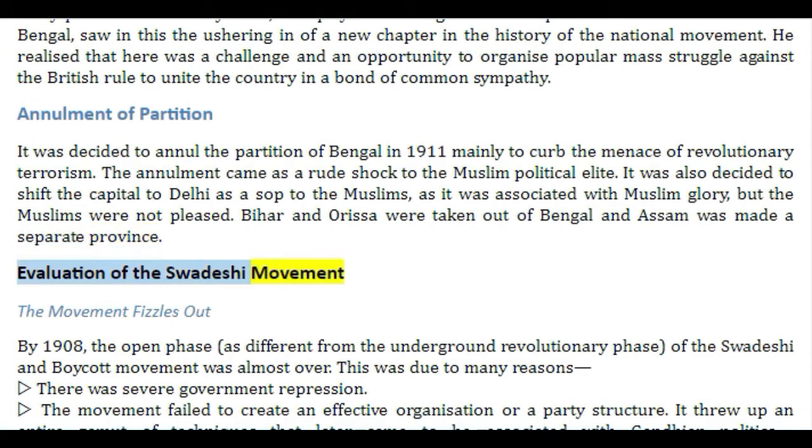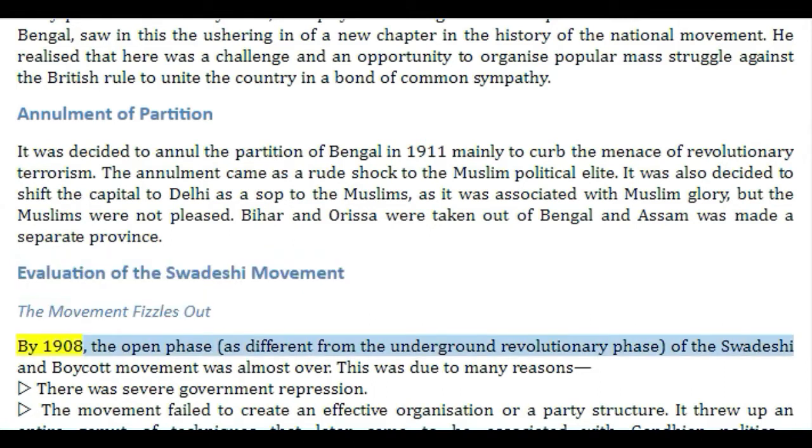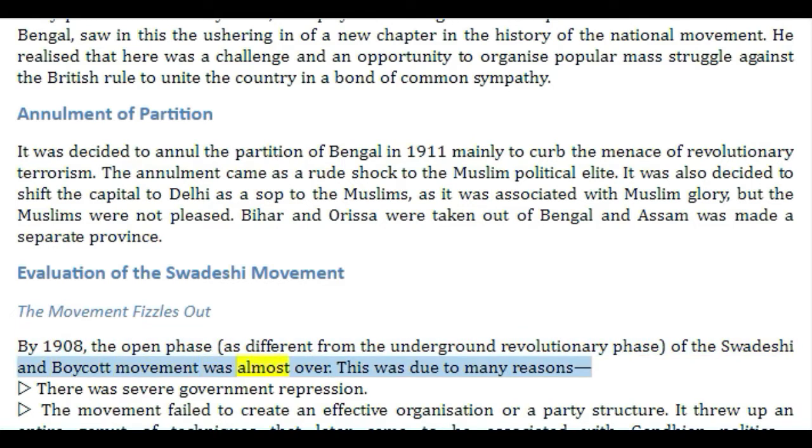Evaluation of the Swadeshi movement. The movement fizzles out. By 1908, the open phase, as different from the underground revolutionary phase, of the Swadeshi and boycott movement was almost over. This was due to many reasons. There was severe government repression. The movement failed to create an effective organization or a party structure.